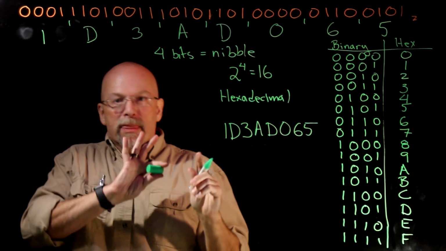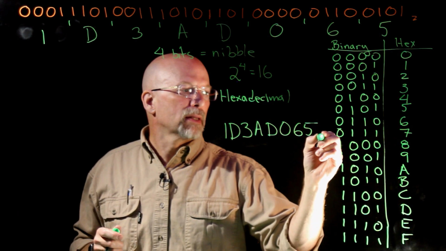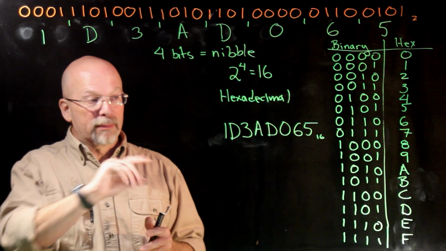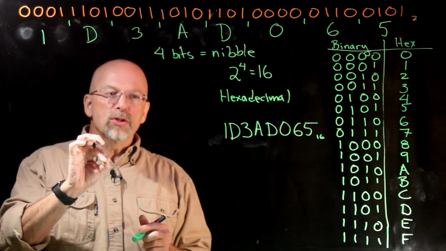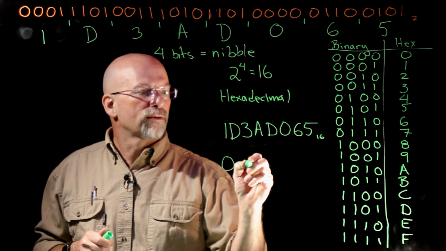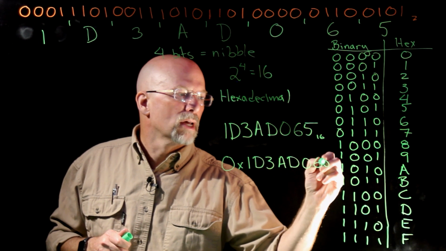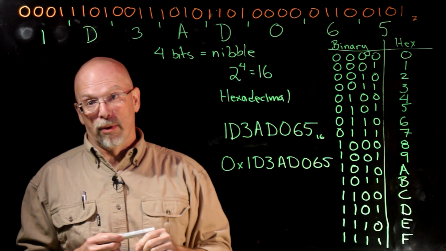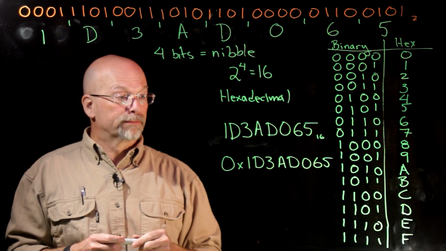065. Now, doing this in the notation on paper that we're using, typically I'll just put a little subscript 16 there to represent that it is a hexadecimal value. But most of our coding uses a special representation. What they do is they put a 0x in front of 1D3AD065 in order to indicate that this is a hexadecimal number, not an integer number, not a variable name. It is a hexadecimal number.